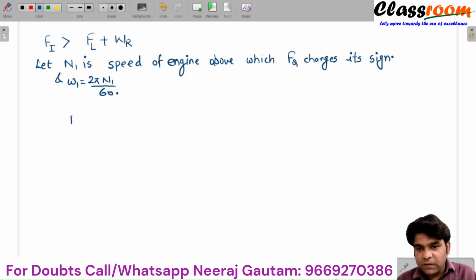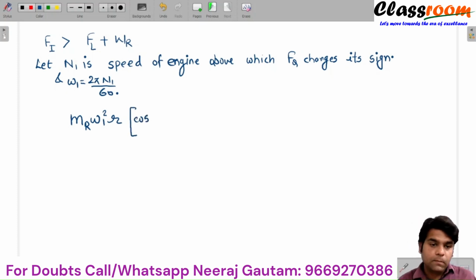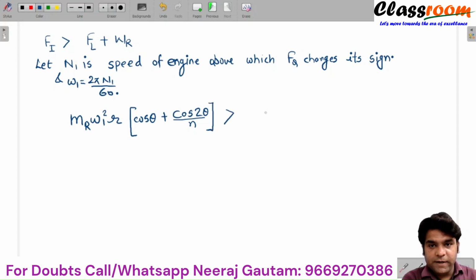In this case, Fi is m r omega 1 square, small r, cos theta. Theta will be the same because we are changing the speed, increasing the inertial force. We are not watching the variation of the inertial forces with respect to theta. We are watching the variations of inertial forces with respect to the speed of the engine. So theta remains as usual, 20 degrees given in the problem. Cos theta plus cos 2 theta by n should be greater than the value of Fl. The value of Fl remains the same because the gas pressure is the same and the mass of the piston is the same.